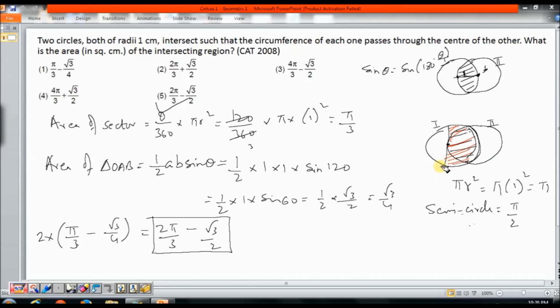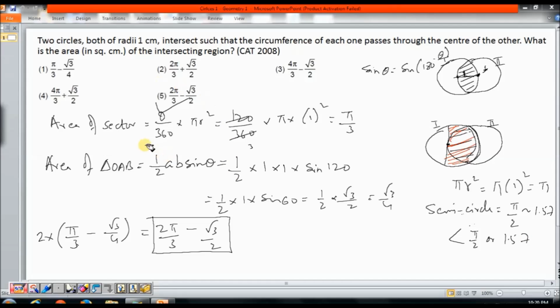It cannot be equal to pi by 2. It has to be less than pi by 2, or approximately 1.57, because pi is 3.14 divided by 2, it is approximately 1.57. So the required area, the area that I am looking for, should be less than pi by 2 or 1.57. Now let me try to eliminate some options based on this observation.